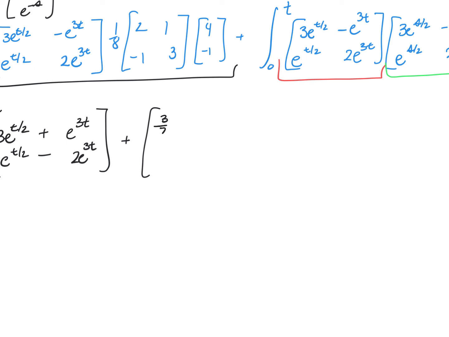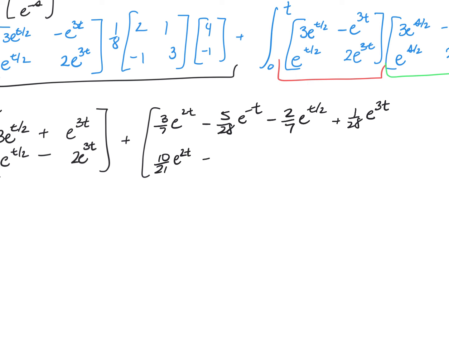I'm going to get 3/7 e raised to the 2t minus 5 over 28 e raised to the negative t minus 2 over 7 e to the t divided by 2 plus 1 over 28 e raised to the 3t. In the second position, I'm going to get 10 over 21 e to the 2t minus 13 over 42 e raised to the negative t minus 2 over 21 e raised to the t divided by 2, and lastly 1 over 14 e raised to the 3t.